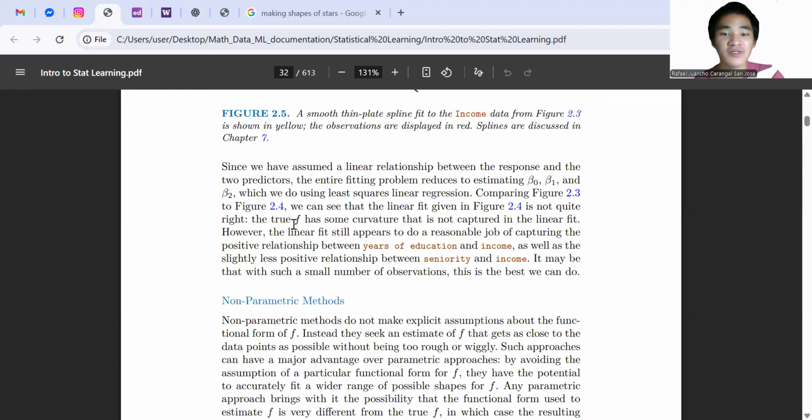However, the linear fit still appears to do a reasonable job of capturing the positive relationship between the years of education and the income, as well as the slightly less positive relationship between the seniority and the income. So it still works, right? It's still a reasonable model, a logical model to implement. It may be that with such a small number of observations, this is the best we could do. So now we're trying to get into the conceptual idea of how exactly we predict and infer using the statistics behind things.